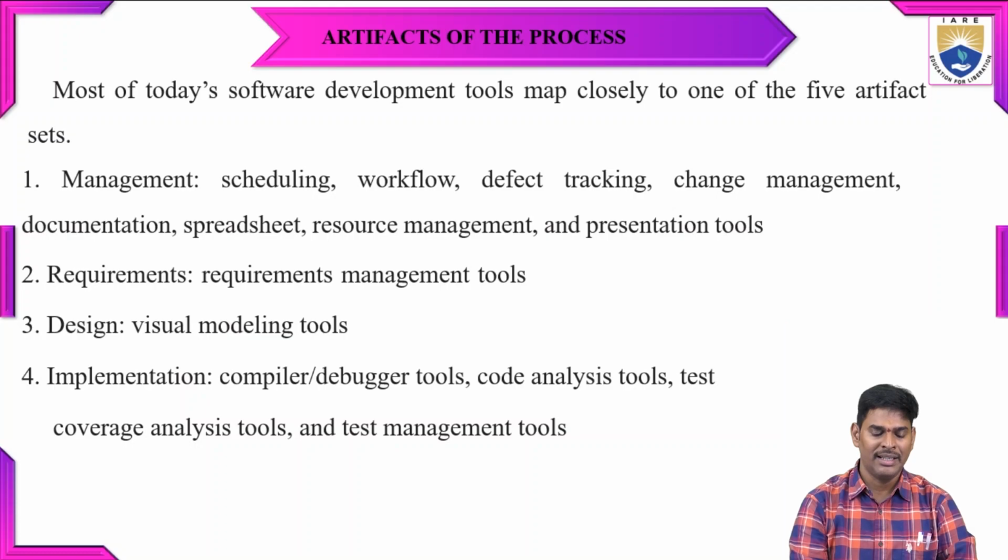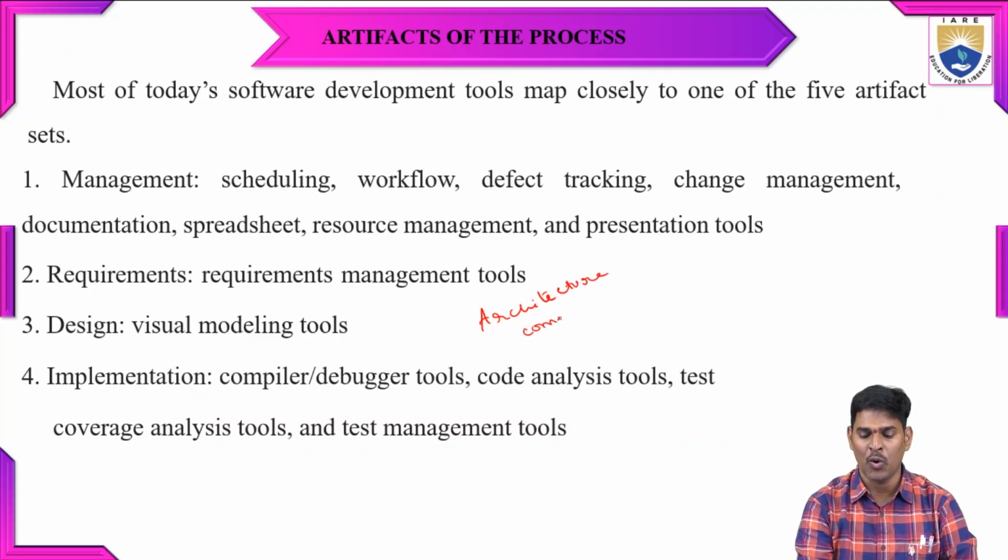And the next set is requirements. We know that requirements have different types, and the planning will be done through the management tools only. Whereas the design, the design is nothing but the architecture part. In this architecture, they need to have different types of components. So they need to use the different types of components and the visual modeling tools. So what are the different types of tools that can be used?